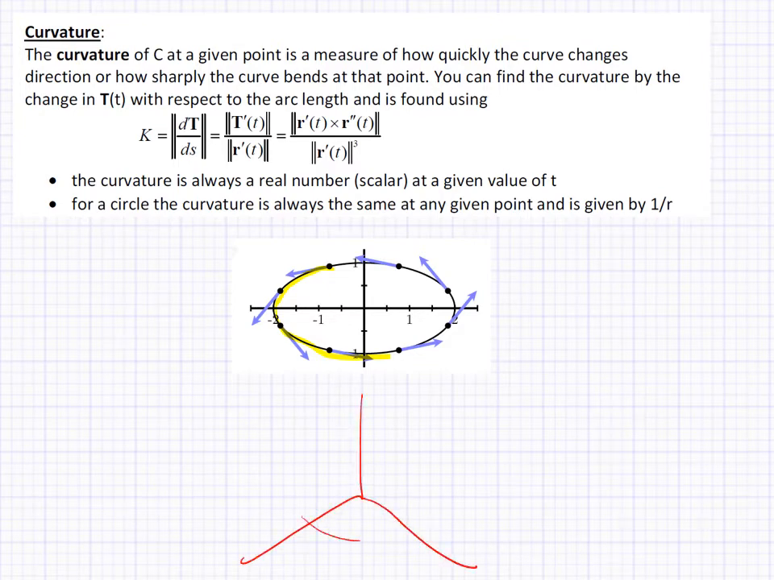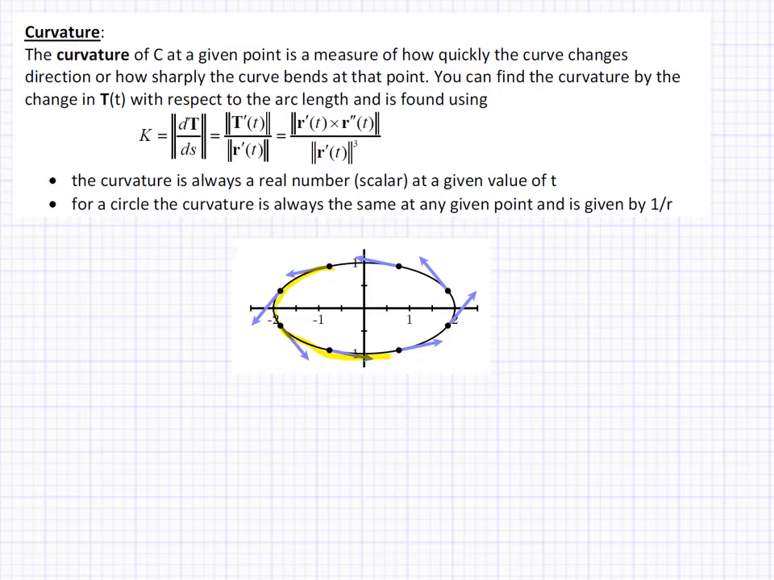okay, your curve could be bending in an XY direction and up at the same time, right? It's not just moving this way, but it's also going upward. So how much of a bend you have in all directions is what the curvature is talking about.